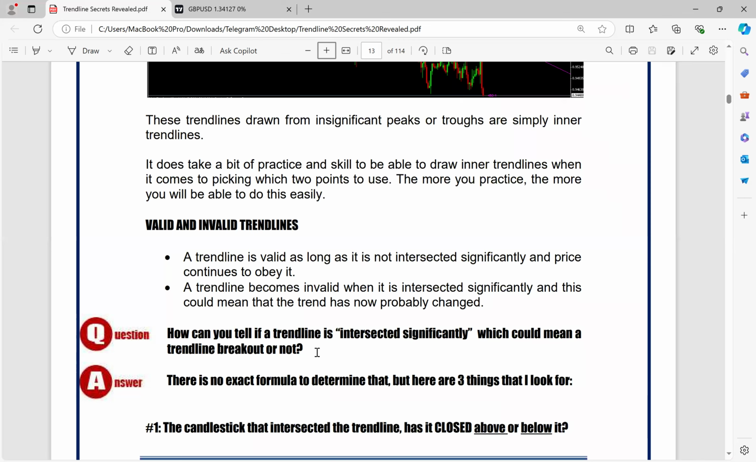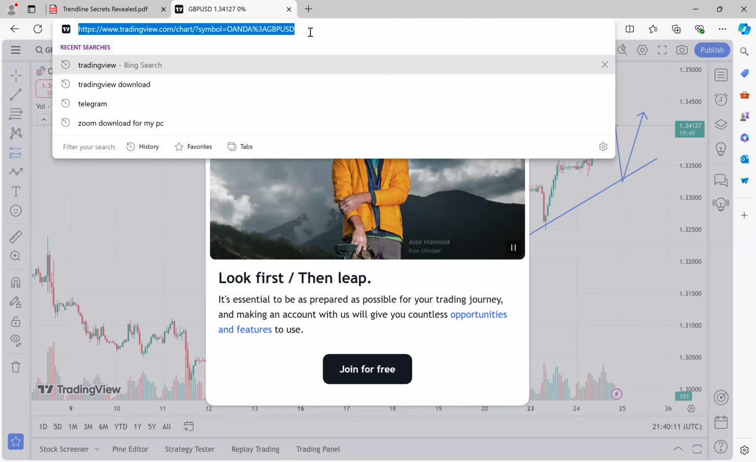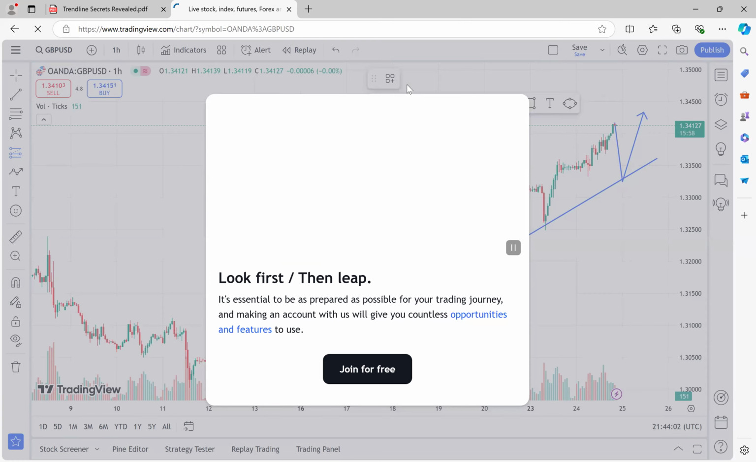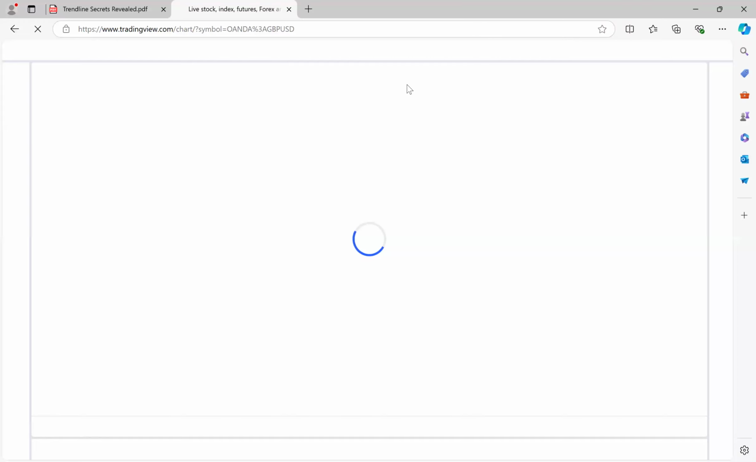So let's move on to the next. Valid and invalid trend line. A trend line is valid as long as it is not intercepted significantly and price continues to obey it. What do they mean by that? Let me reload this page again. When price breaks a trend line, that is when it is invalid. That's what happened on that trend line that I just showed you guys. I said the inner trend line was used, then it broke it and came back again to retest it.